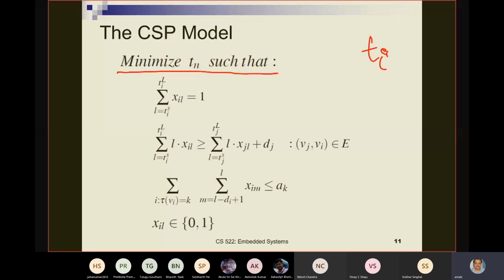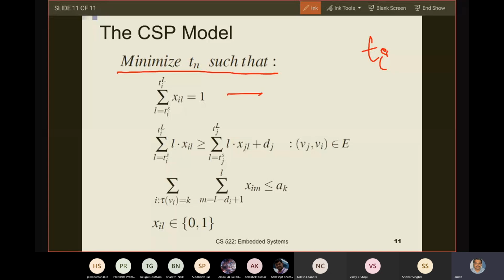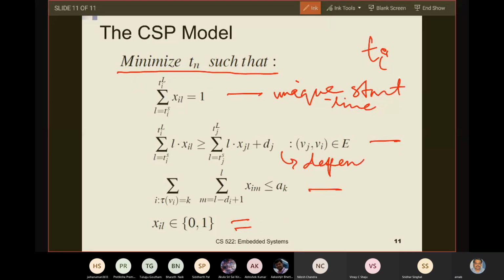Okay. So then the entire formulation becomes this. Minimize Tn such that constraint 1, constraint 2, and constraint 3 are all satisfied, and given that all xi's are binary variables. So the first one is unique start time. Second one is dependency. And the third one is resource.